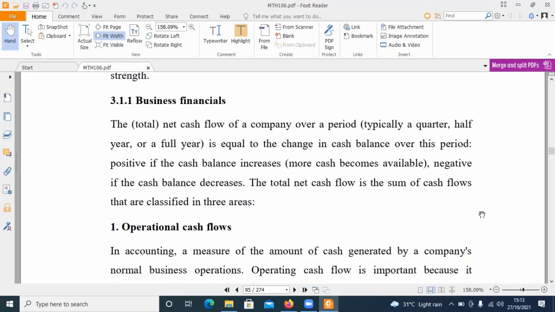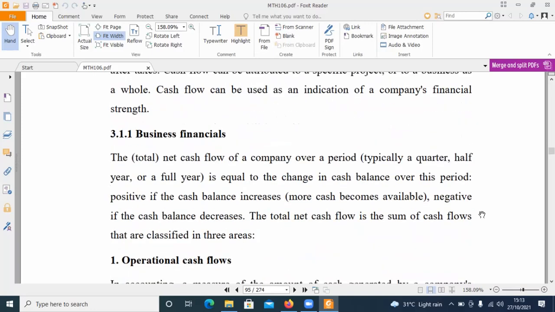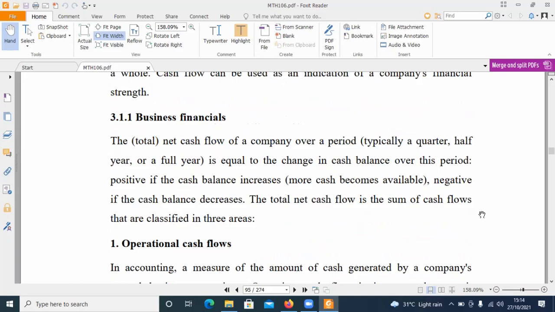In business finance, we can use cash flow to determine whether the business is doing fine, and to study the behavior of the business. The net cash flow of a company over a period is equal to the change in cash balance over this period. Once the statement of cash flow is generated, like when you go to a bank and ask for a statement of account, you will see how much money is coming in and how money is moving out of the account.